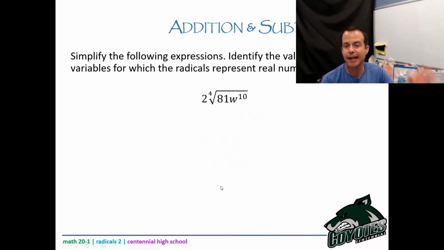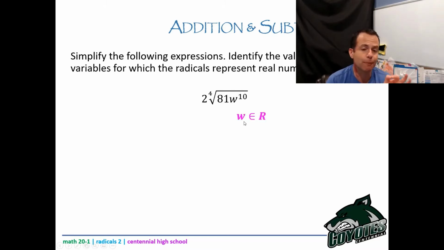And then I have a fourth root, and I'm looking at a w to the 10. I've got an even root index, and I've got an even exponent. So there, w can be a member of the reals, because no matter what I put in for w, as soon as I take it to the 10, that will become a positive answer. So w is a member of the reals.